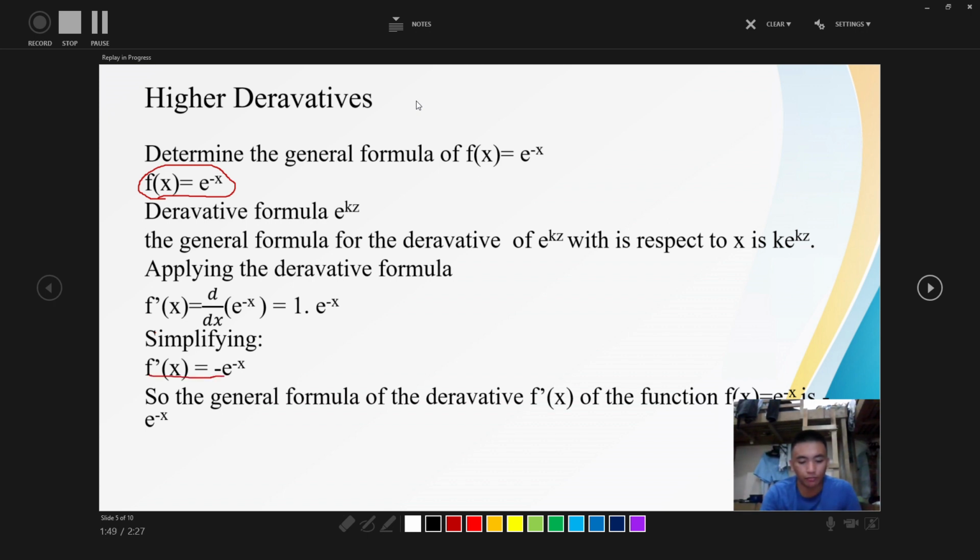In summary, the derivative f'(x) tells us how the original function f(x) equals e^(-x) is changing with respect to x. The negative exponential term indicates a decreasing behavior. So the general formula of the derivative f'(x) of the function is negative e^(-x). This is the final answer here.